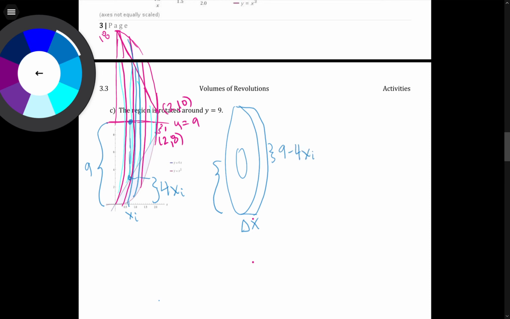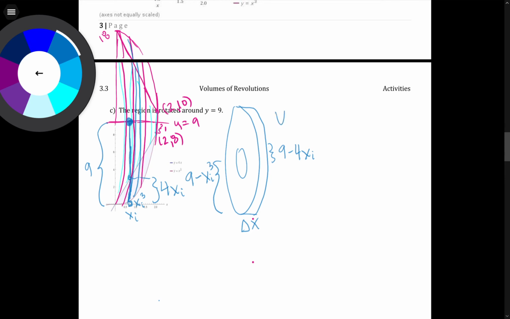The outer radius, same idea, we want to start from the axis of revolution, but now we have to go all the way out to the outer curve, which is almost at the x-axis here. It's going to be an x sub i cubed. So the outer radius is 9 minus x sub i cubed. And notice this is what we said earlier, that the outside of the shape is now determined by the x cubed, so the outer radius involves the x cubed.